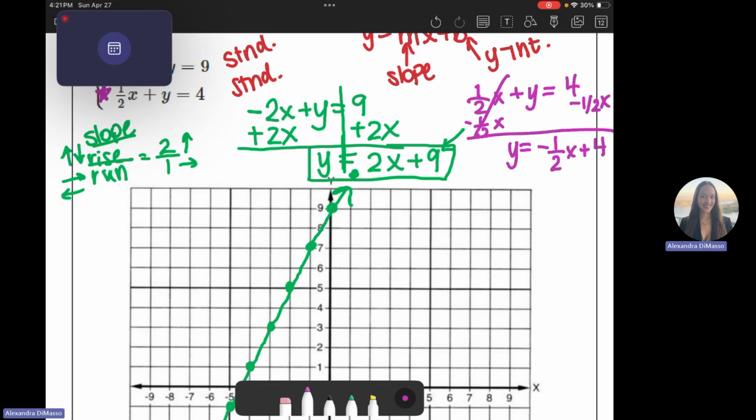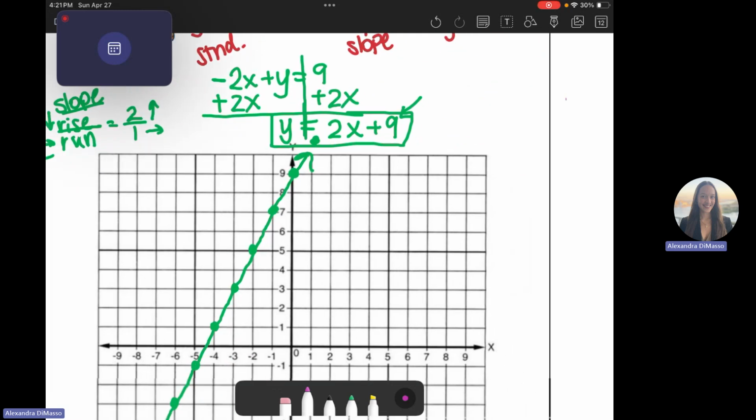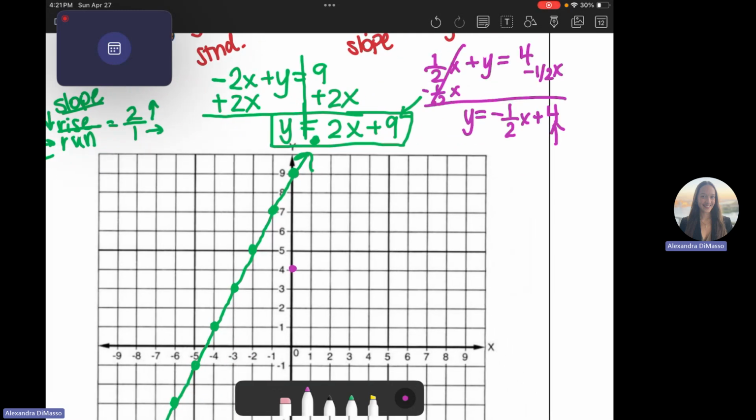Now, my y-intercept right here is at positive 4. So I'm going to come to my graph, put a point at positive 4. My slope is negative 1 over 2. So negative 1 means I go down 1. And then the 2, the run, tells me it's a positive 2, so I go to the right 2. So down 1 to the right 2, and so on.